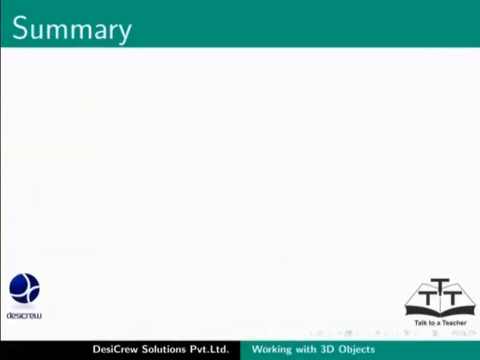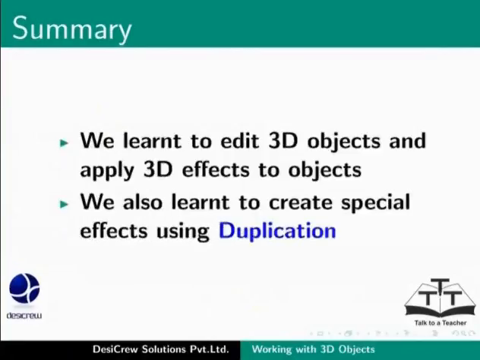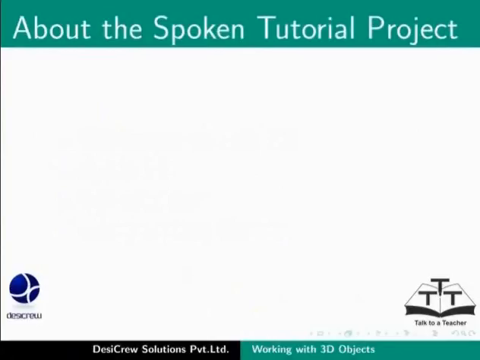This brings us to the end of this tutorial. In this tutorial, we have learned how to create 3D objects using the following options: Extrusion, 3D Toolbar, 3D Rotation Object. We have learned to edit 3D objects and apply 3D effects to objects. We also learned to create special effects using duplication.